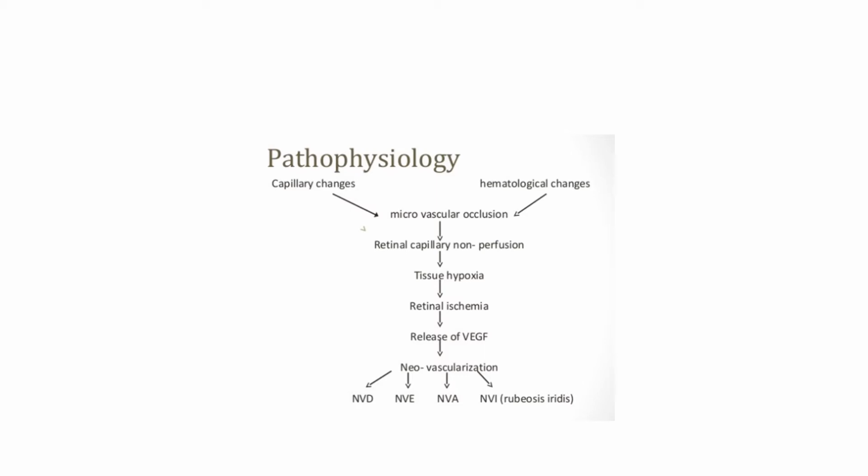There will be tissue hypoxia. There will be resultant retinal ischemia. So when there is ischemia of the retina, there will be release of vascular endothelial growth factor, which will cause neovascularization. This neovascularization, if it occurs on the optic disc, will be called NVD, which means neovascularization of the disc. NVE means neovascularization elsewhere. NVA means neovascularization of the angle, and NVI is neovascularization of the iris.